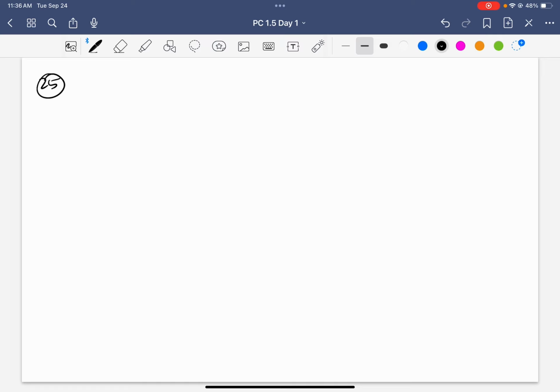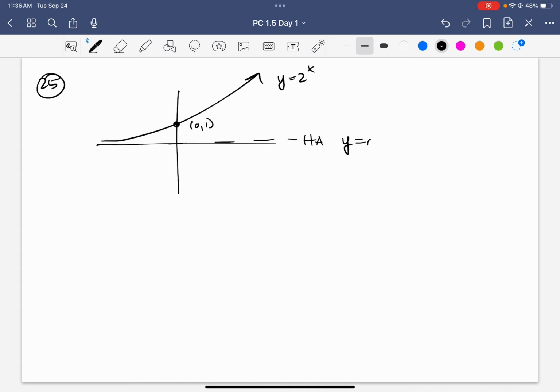If I look at 25, it says that I've got the graph of y is equal to 2 to the x. So if this is y is equal to 2 to the x, we know it goes through 0, 1. It has a horizontal asymptote at y equals 0. So hopefully you've seen this graph before.